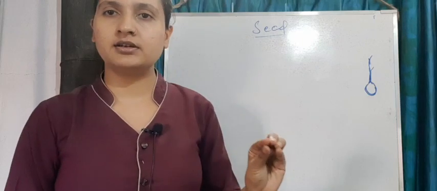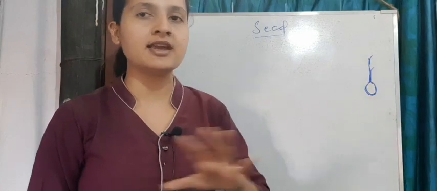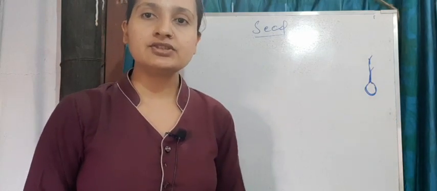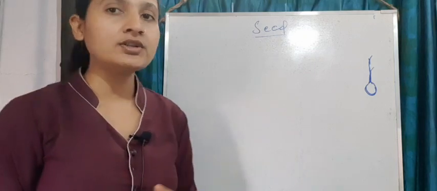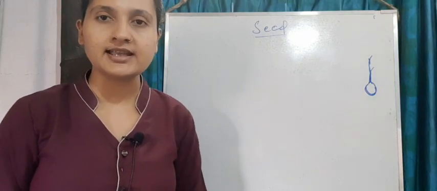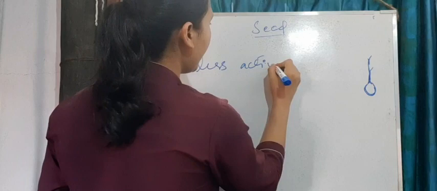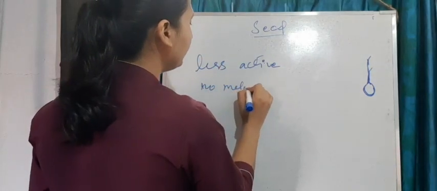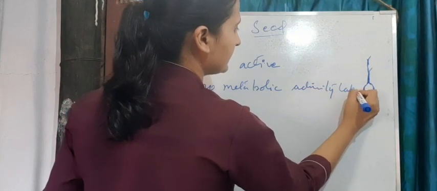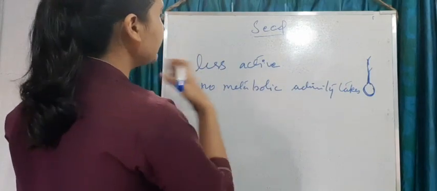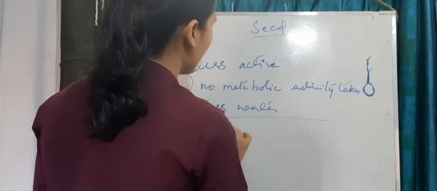This is nothing but the plumule which grows and later completely develops into shoot. And if you keep gram seed without soaking in water, you will see no changes in them. Why? Because they are not getting the appropriate condition for germination. So when there is less activity in seeds, less water, and no or less metabolic activity, that state is called your dormancy.